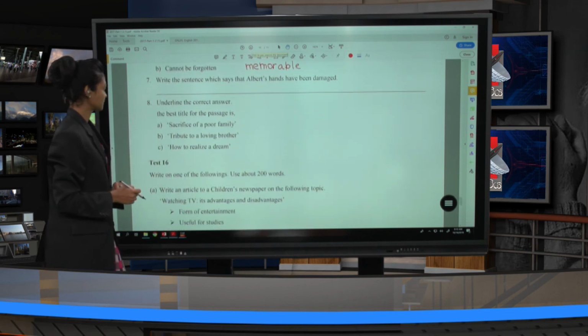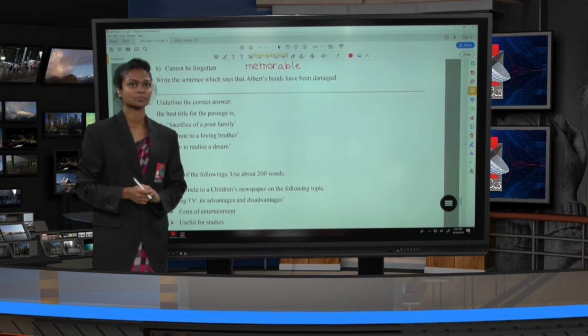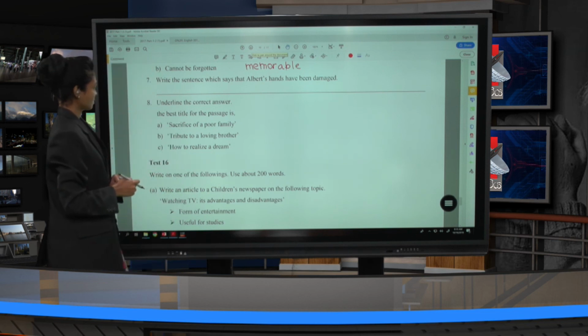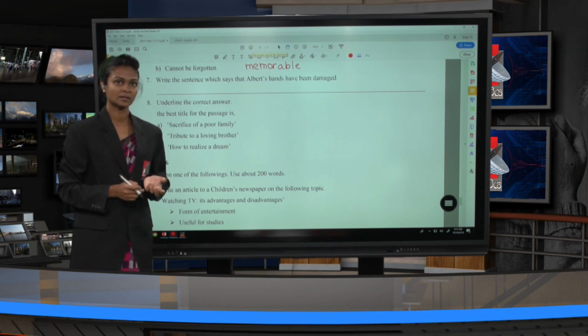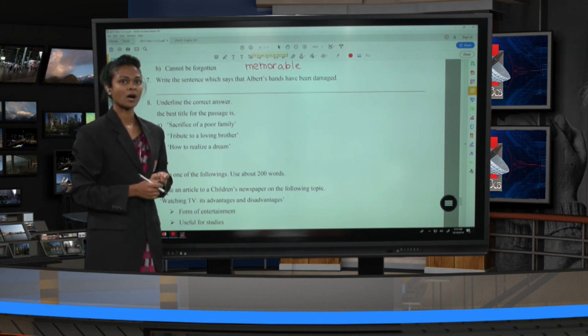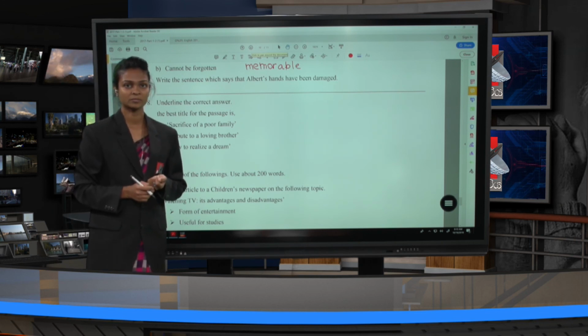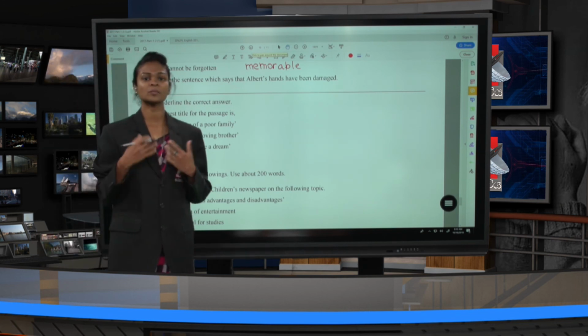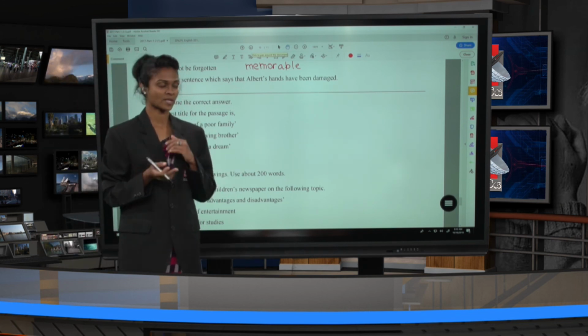Last one. Underline the correct answer. The best title for the passage is Sacrifice of a Poor Family, Tribute to a Loving Brother, How to Realize a Dream. So, what is your answer? What comes first when you go through the passage?